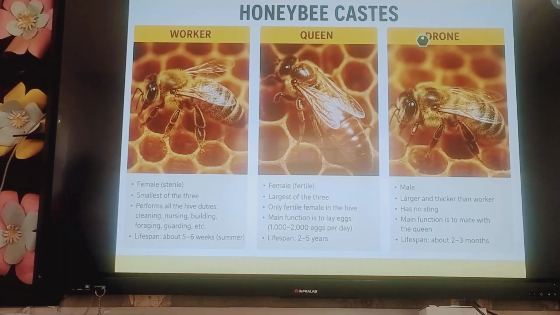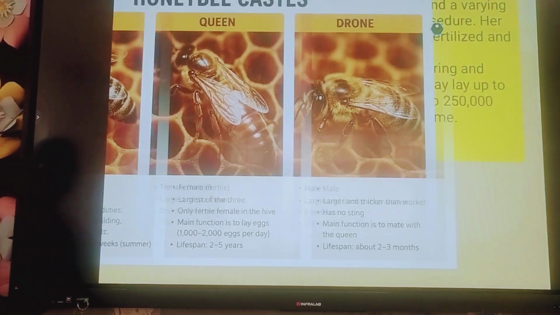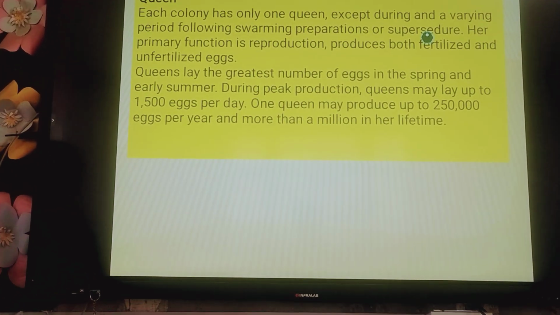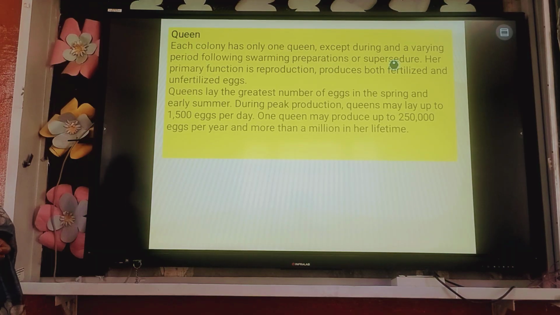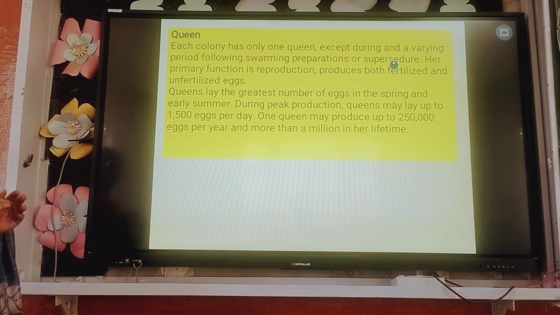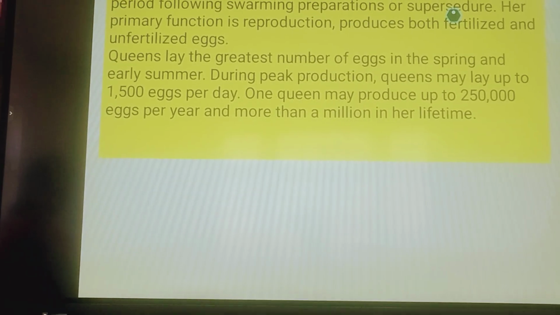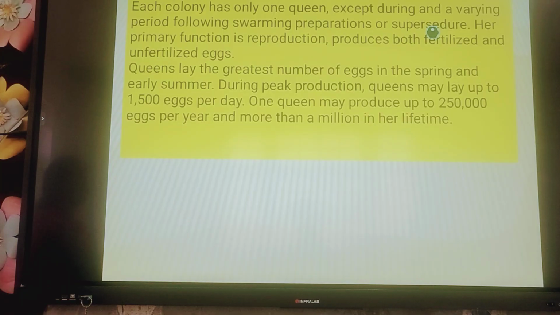So honeybee caste, again, this is the same repetition of the previous slides. Queen, you have seen, if you see in detail about the queen, that queen lays the greatest number of eggs in the spring and early summer. So during peak production, a queen may lay up to 1500 eggs per day, and one queen may produce 50,000 eggs per year, more than a million in her lifetime.